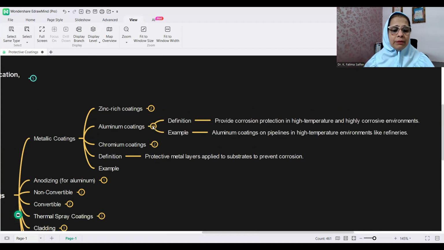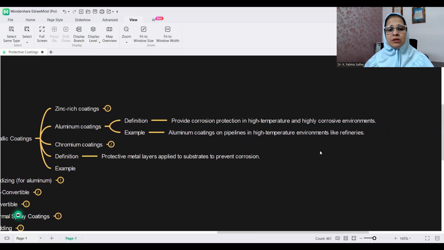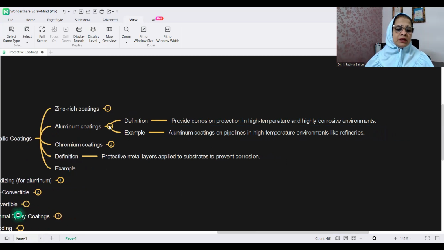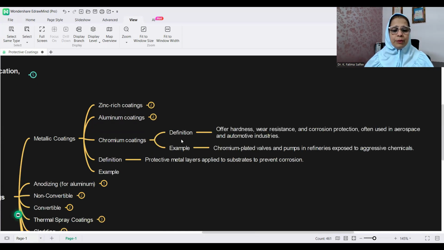Now, aluminum provides corrosion protection in high temperature and highly corrosive environments because aluminum has a resistance power for heat, we can say for temperature variation. Example, aluminum coating on pipelines in high temperature environments like refineries. Aluminum coating normally works for high temperature, zinc-rich coating normally works for the sacrificial barrier. And now chromium coating.